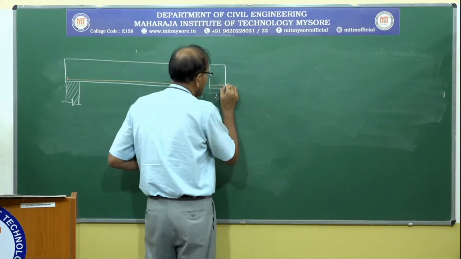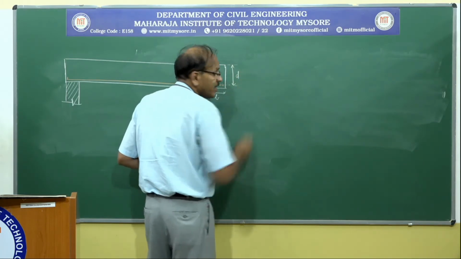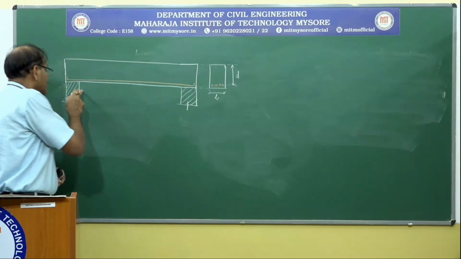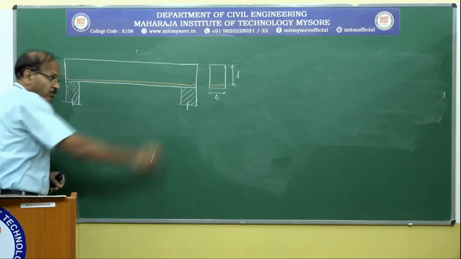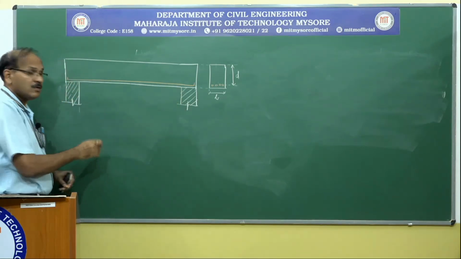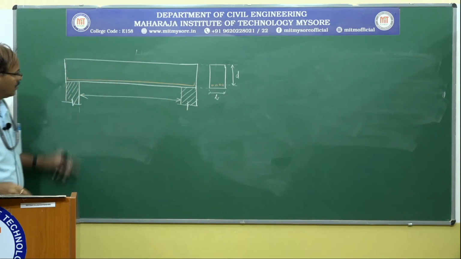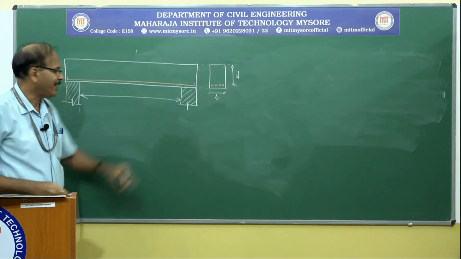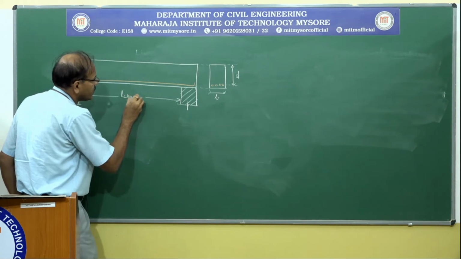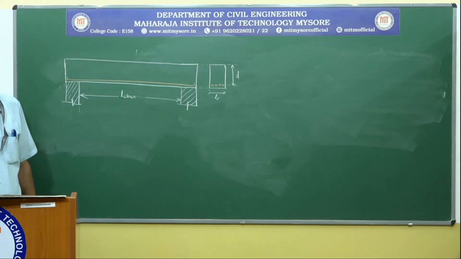B, that is the width of the beam, and from the compression edge to the centroid of the tension reinforcement, it is going to be small d. Okay. So this is the support. This is one more support. So this is the face of the support. One more face. So the distance between these two faces of the support is clear span. L stands for span, and I have written clear.